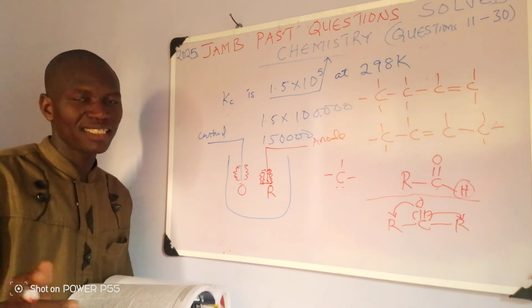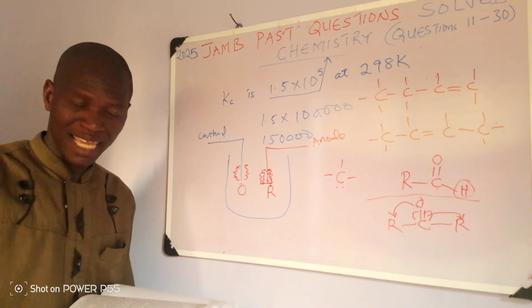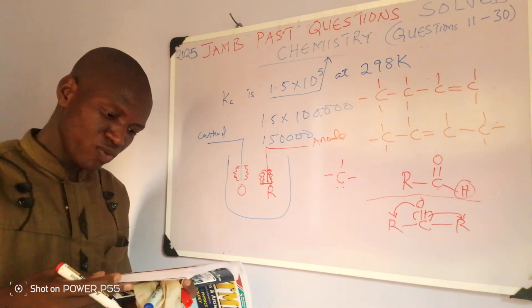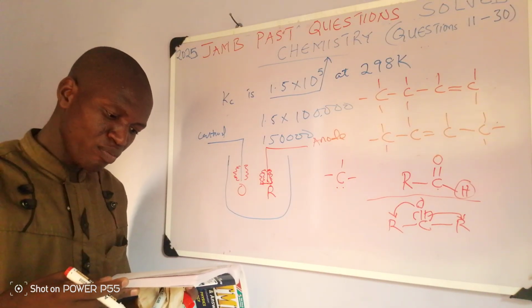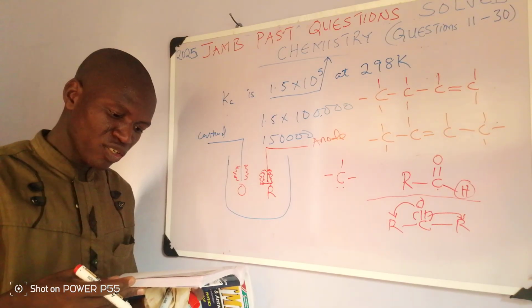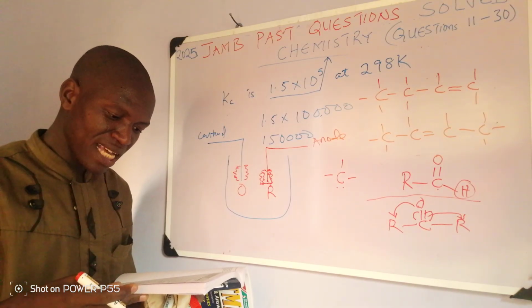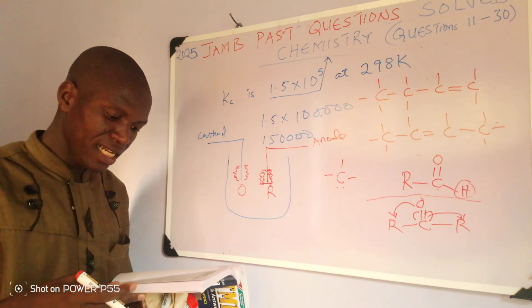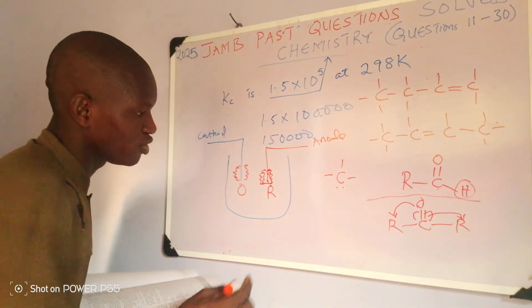Alright, so our last question for the day says the acidity of carboxylic acid is primarily due to, we know carboxylic acids are acidic. Why? It is primarily due to A, the carbonyl group, B, ability of the molecule to form ester, C, resonance stabilization of the carboxylate anion, and D, their hydrogen bond.